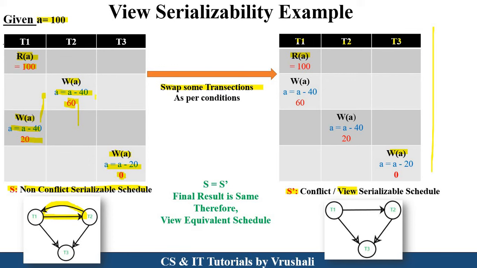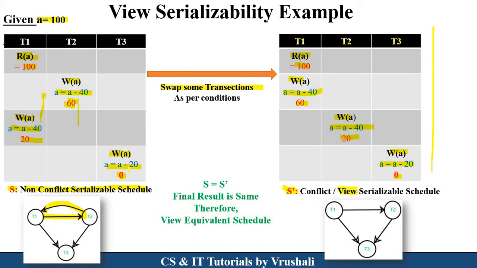Now the same operations are performed on this S dash schedule. See here. First read of A equal to 100. They read the same data item. After that write of A is equal to A minus 40. So the same operation is there, A minus 40. So 100 minus 40 equal to 60. Now same here, write of A is equal to A minus 40, and 60 minus 40 is equal to 20. And at the end, A is equal to A minus 20. This write operation is performed by T3, and 20 minus 20 equal to 0.